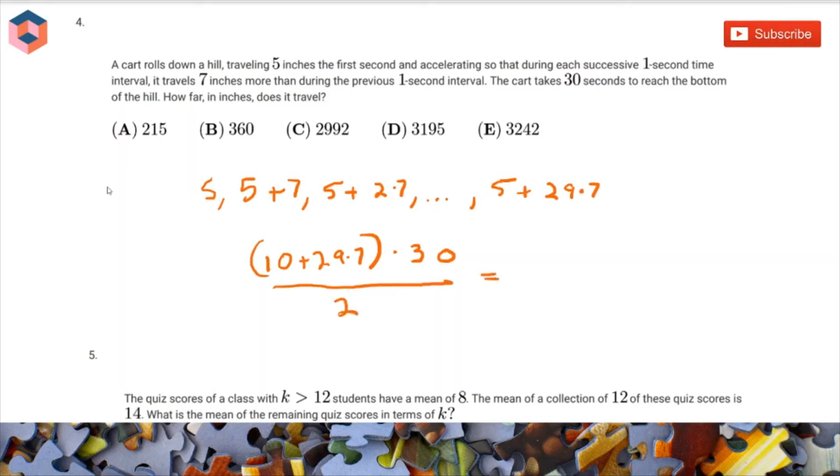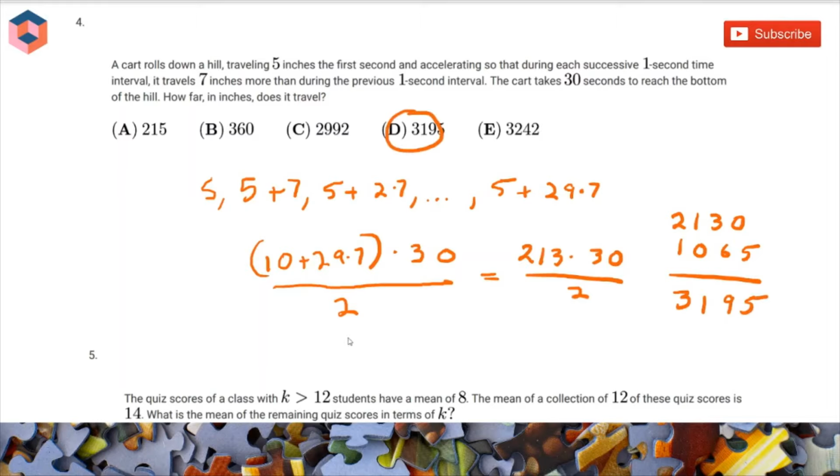So now calculating that parentheses, 29 times 7 is just the same thing as 30 times 7, 210 minus 7, or 203. 203 plus 10 gives us 213 times 30 divided by 2. So this is 213 times 30 divided by 2, so 213 times 15, or 2130 plus 1065. This gives us an answer of 3195.